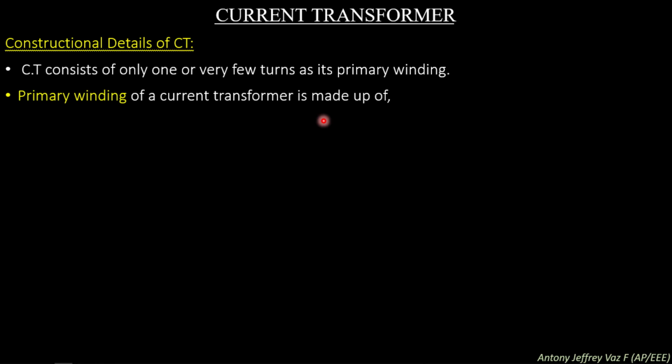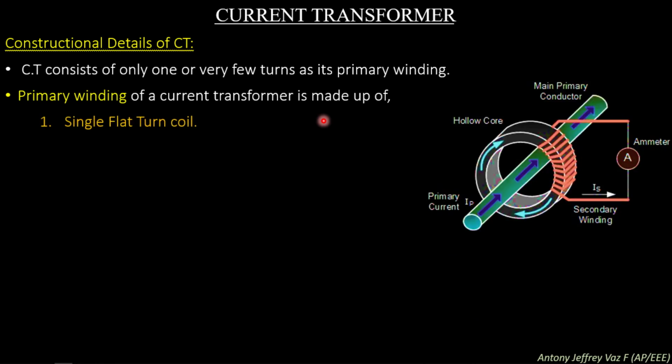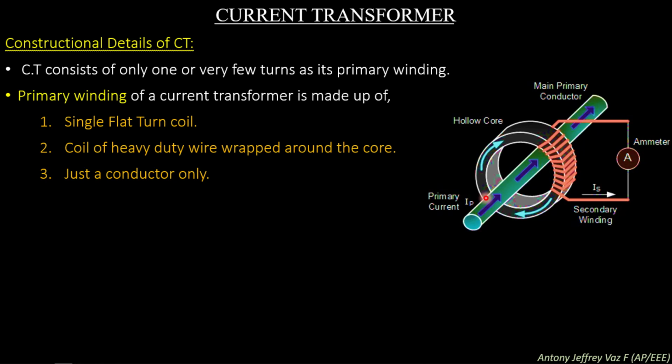The primary winding of current transformer is made up of single flat turn coil. You can see a single conductor is passed through the hole, or you can also use a single turn of coil through the hollow core. Coil of heavy duty wire wrapped around the core. Just a conductor only.